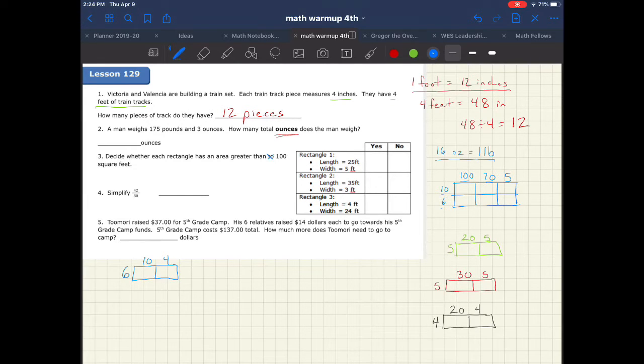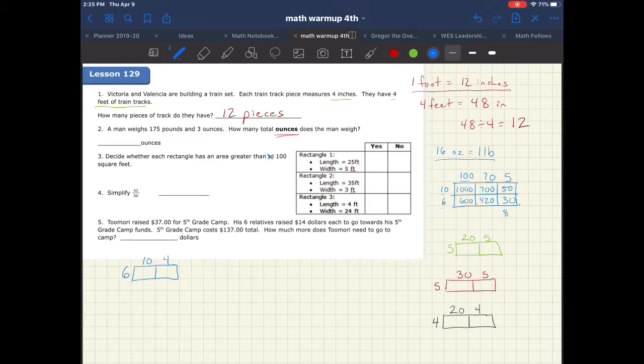So 10 times 100 is 1,000. 10 times 70 is 700. 5 times 10 is 50. 6 times 100 is 600. 6 times 7 is 42, and I'll place that extra 0. 6 times 5 is 30. Now I've just got to add all those up.